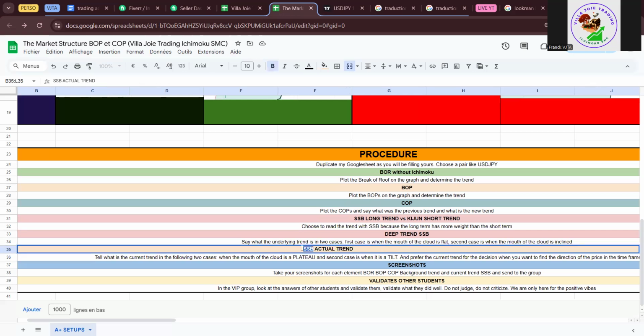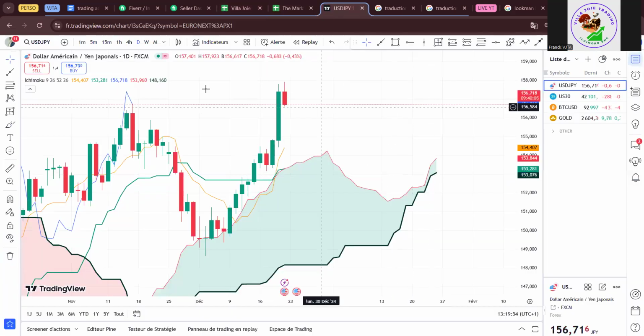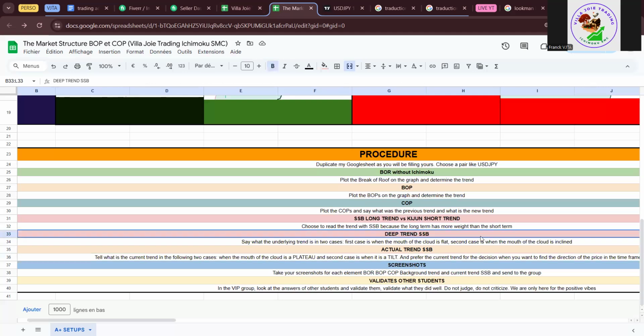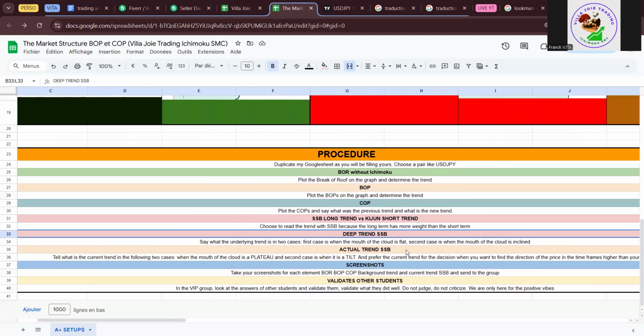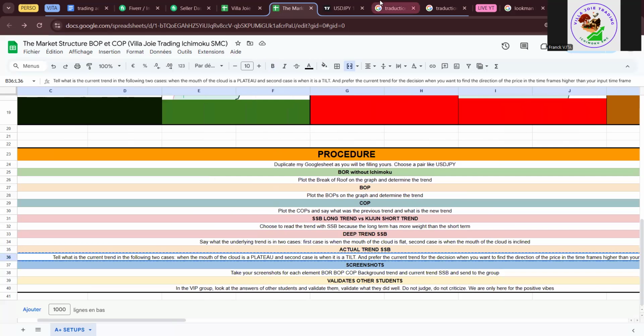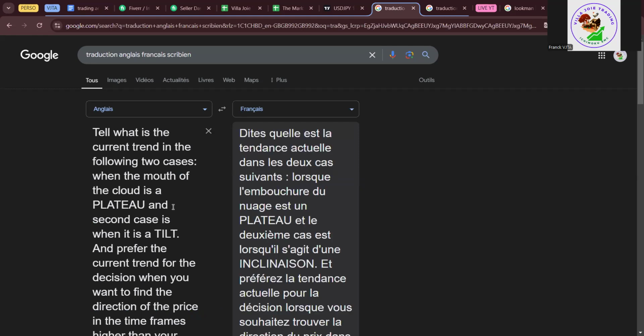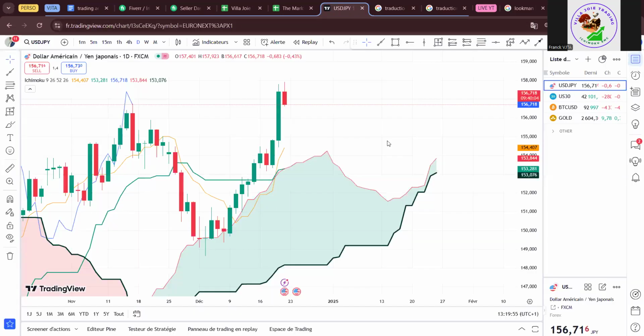Let me just write it this way: the actual trend SSB. You need to look at the plateau or the inclination, right? When there is a plateau, you just look at the last inclination, right? That's the same thing. Why does this say tilt here? Tilt means inclination. Why did I say inclination? Okay. Anyway, as you know.